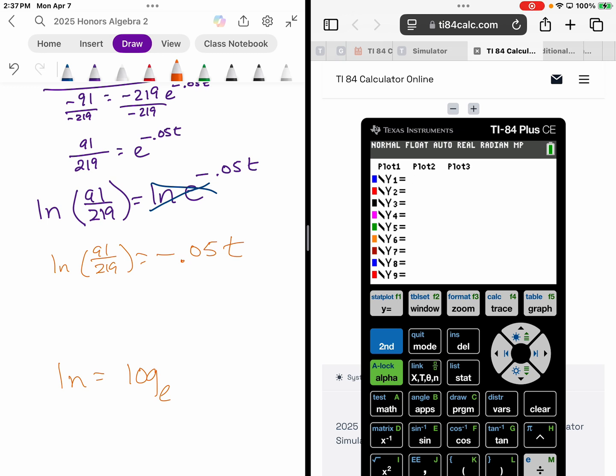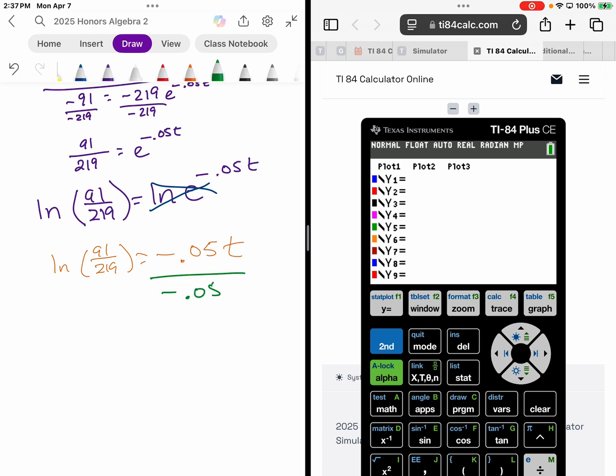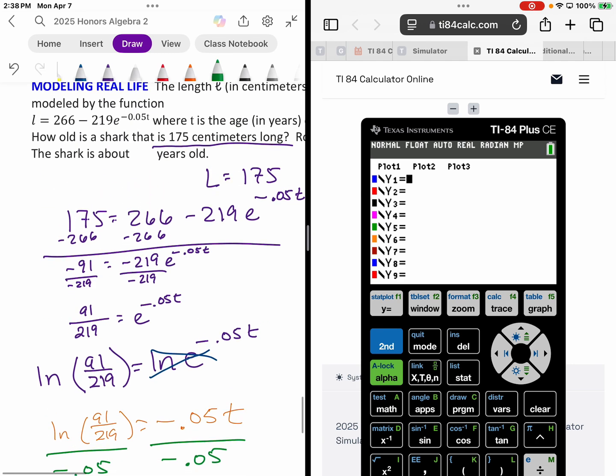Now, with that in mind, again, we had some rain days. So now I need to divide both sides by a negative 0.05. And so t is equal to whatever this fraction is: ln of 91 over 219 divided by a negative 0.05. I'm making sure I didn't copy anything down wrong. No, it looks pretty good here.